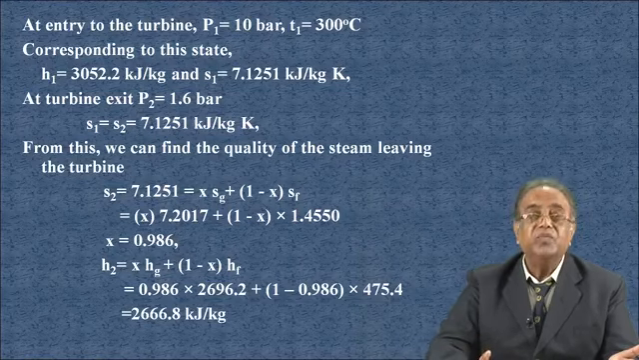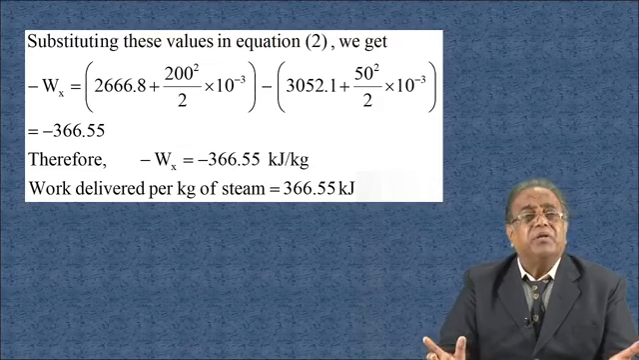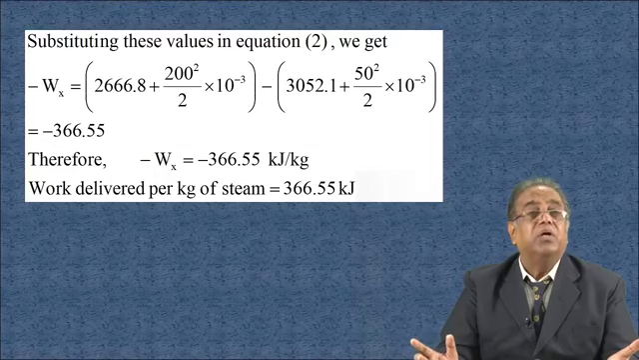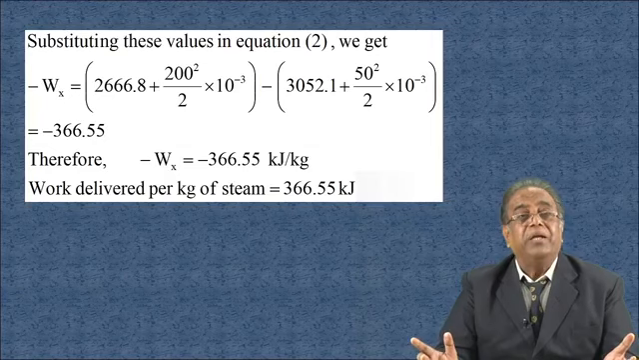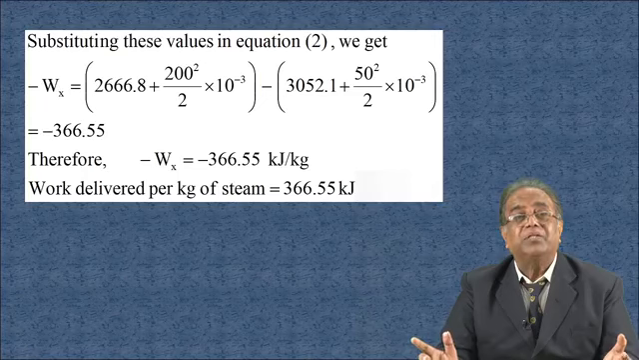For this case, it comes out to be 2666.8 kilojoule per kg. Substituting these values in equation 2, we get minus Wx is equal to within bracket 2666.8 plus 200 square divided by 2 multiplied by 10 to the power minus 3, minus within bracket 3052.2 plus 50 square divided by 2 multiplied by 10 to the power minus 3.